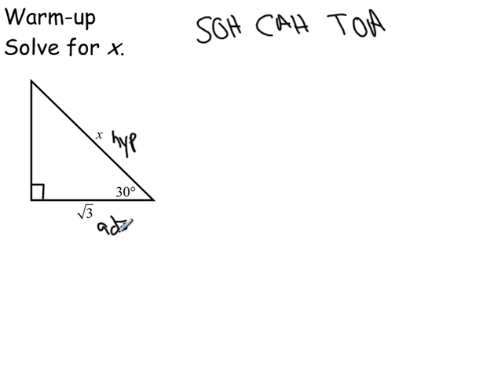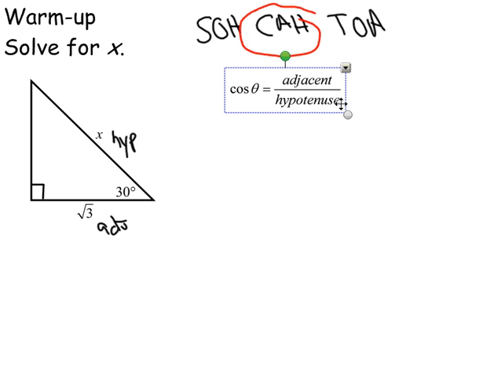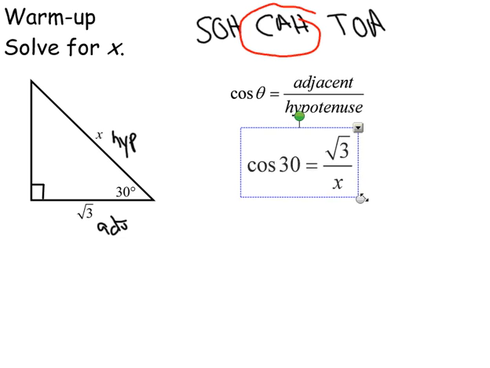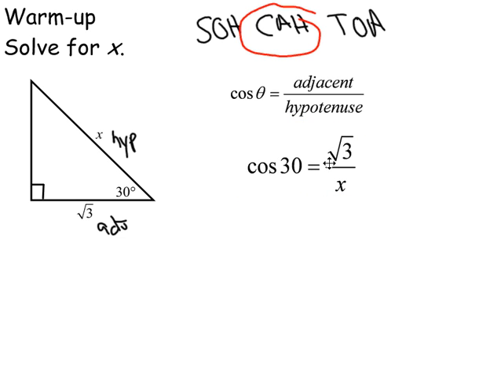So now, ask yourself this. Which one of these trigonometric ratios relates the angle, the adjacent side, and the hypotenuse? Well, that's the cosine ratio. And if you write the formula down, the formula says the cosine of theta is equal to the adjacent side over the hypotenuse. So let's go ahead and substitute. It's going to be the cosine of theta, which is the cosine of 30, theta is the angle, equal to the adjacent side over the hypotenuse.